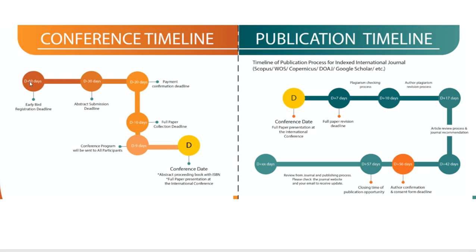This is D equals day 1. This is a particular timeline showing how much time is taken from day 1 onward, and here it takes nearly 60 to 90 days from submission to the end of the process. In the initial days, the conference chairs, organizers, and honorary chairs give 60 days. Then early bird registration is also done in the initial phase. Then the abstract submission deadline is nearly 30 days.